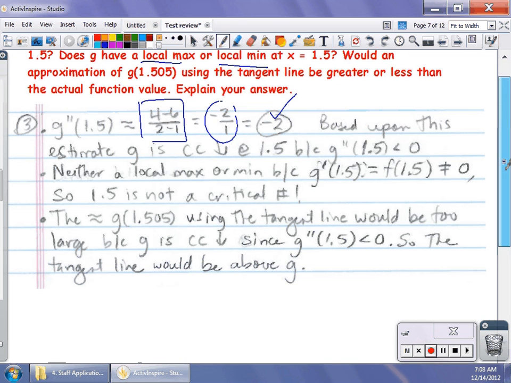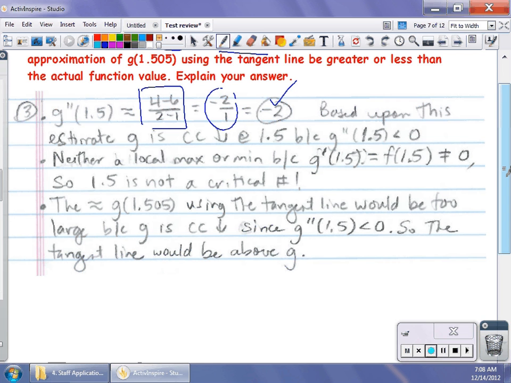The point of that question is to make sure that you don't just come back to this statement over here where we said the second derivative at 1.5 is less than 0 and then assume that there's a local max.